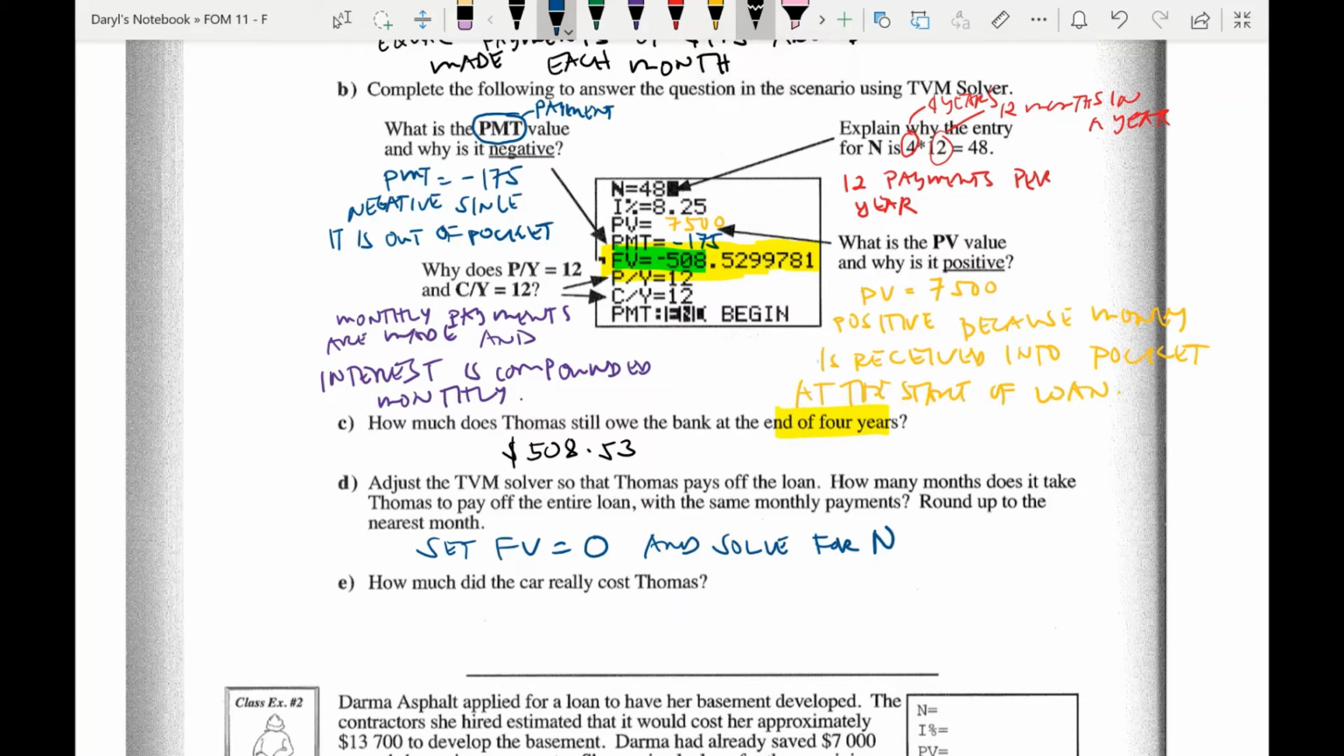So this time for letter D, you're solving for n, and if you do that, you'll get around 50.94. Rounded off to the nearest month, that would be 51 months. So it would take 51 months for him to pay off his loan.